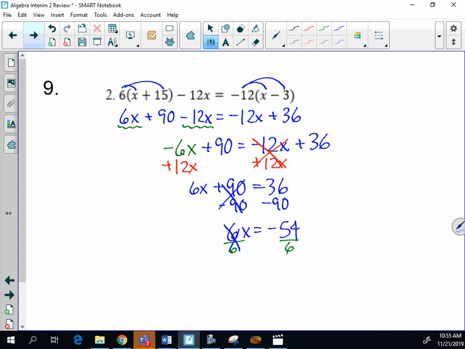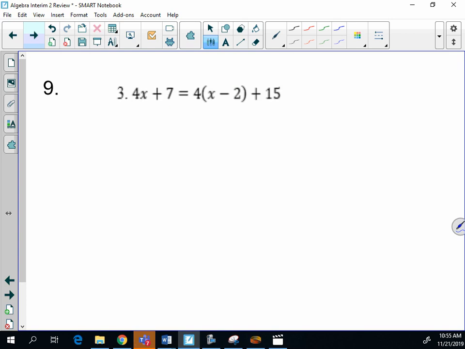That cancels to 1, and x equals negative 9. So again, no special situation here, and you can check it in Desmos or by substituting. Number 3 with number 9.